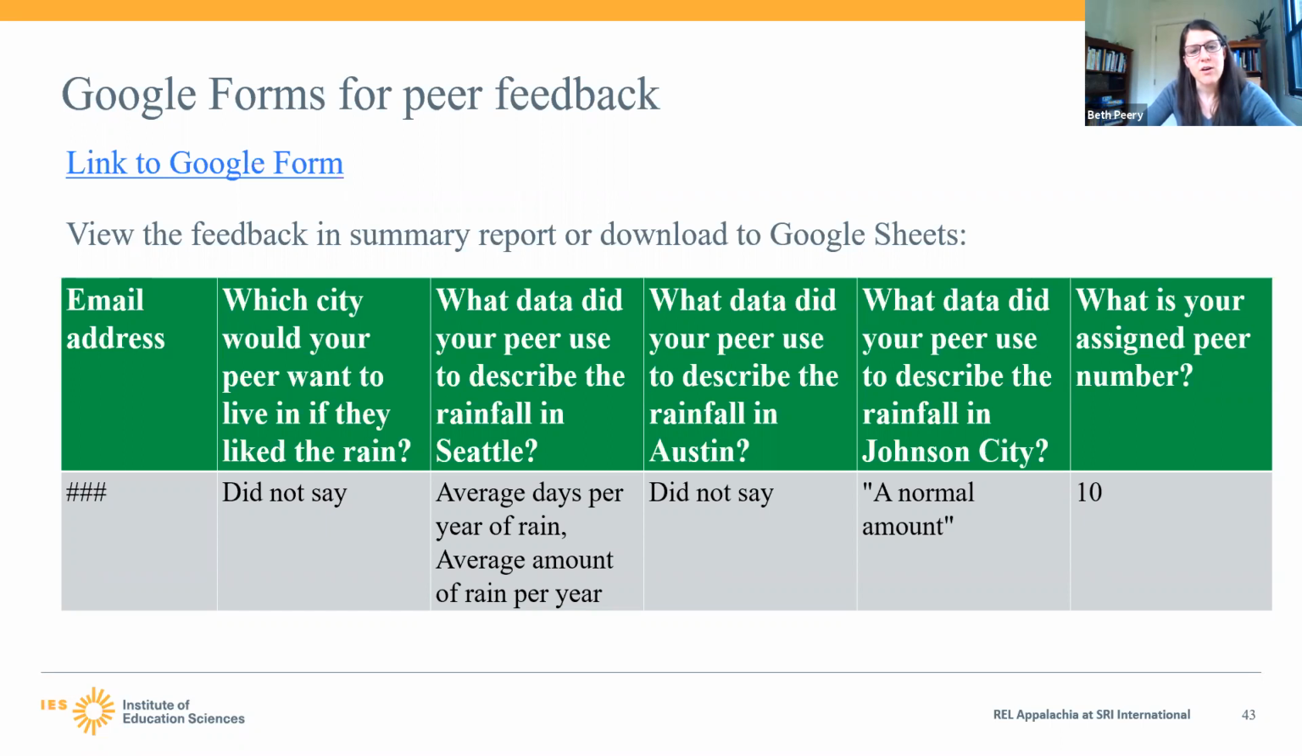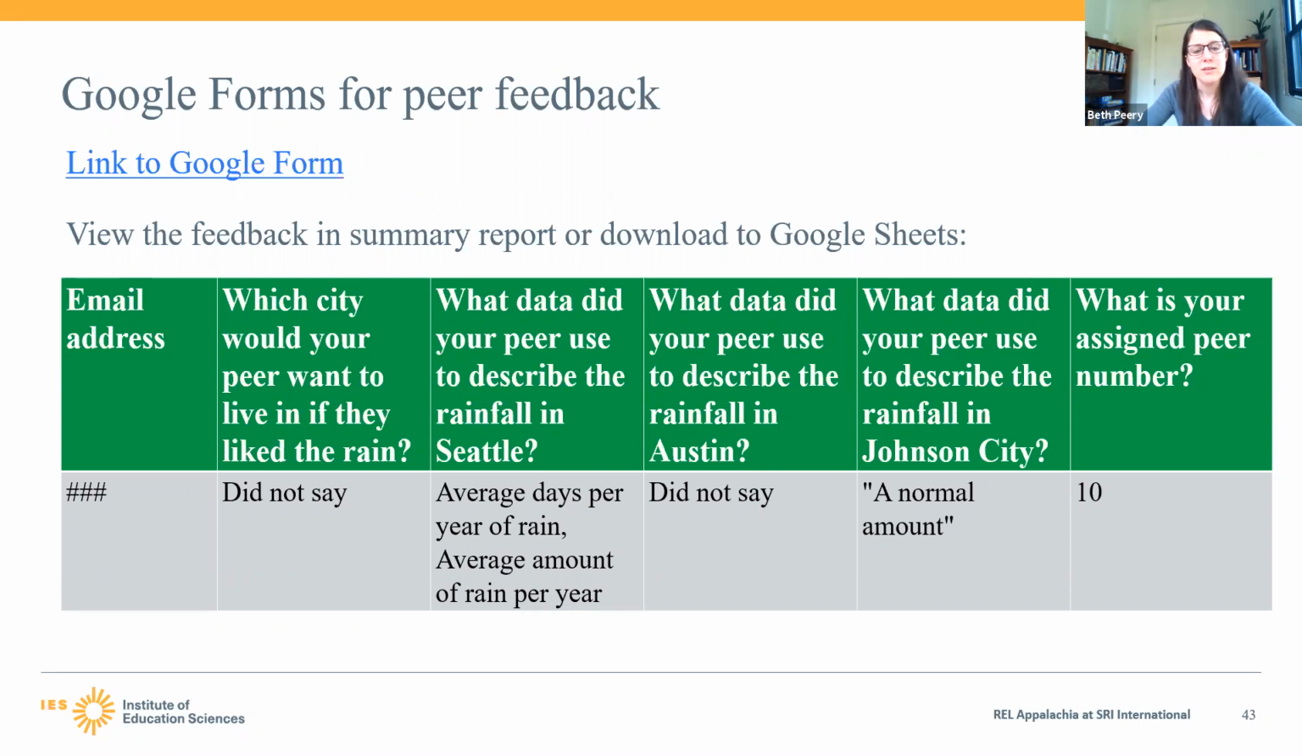The form includes check all that apply and text box questions that will guide the peer feedback to give us the information we need to assess whether the student has achieved the goal of the assignment. Additionally, students can provide their feedback through a link, which allows the feedback to be anonymous, though you can still choose to collect emails to see who has completed the activity or not.